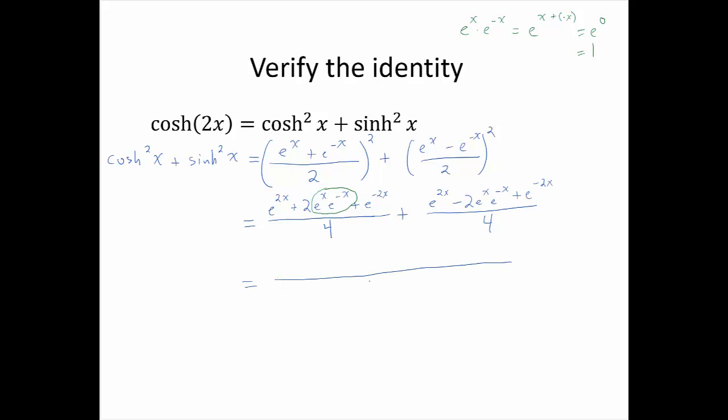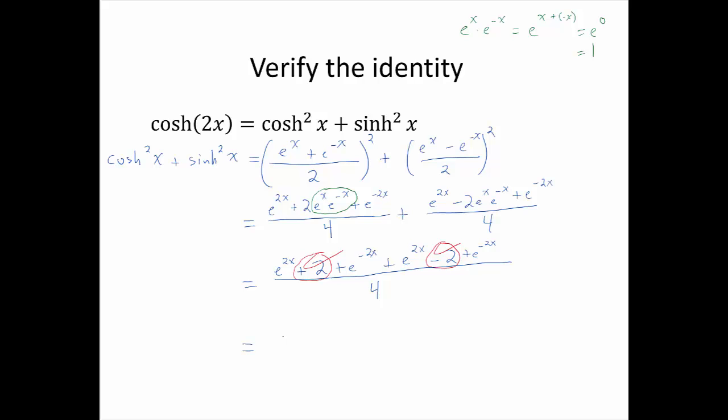While writing this as one big fraction, I would have e to the 2x plus 2 times 1, that's a 2, plus e to the negative 2x. And then I'm adding that entire second numerator, so that would be a plus e to the 2x, a minus 2, and a plus e to the negative 2x. And if we look at the like terms now in the numerator, I've got a plus 2 and a minus 2, and so those combine to 0.